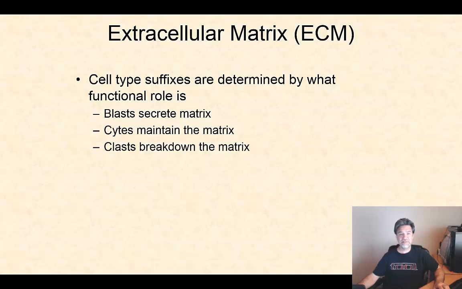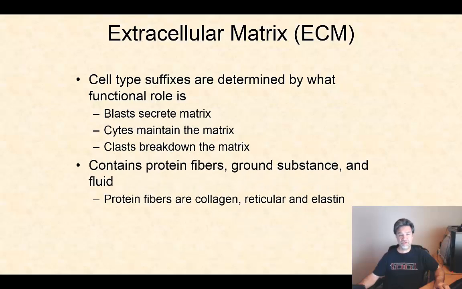So what the heck is this matrix? Well, first off, the matrix is composed of a substantial amount of protein. And there are 3 proteins within the matrix. There's collagen, the most abundant protein probably in the human body. There's elastin, and there's reticular protein fibers. So these are the 3 types of protein fibers that you may or may not find in the extracellular matrix. It can have all 3, it can have 2 of the 3, or it can just be one of those 3, but one of them will be involved in the extracellular matrix.